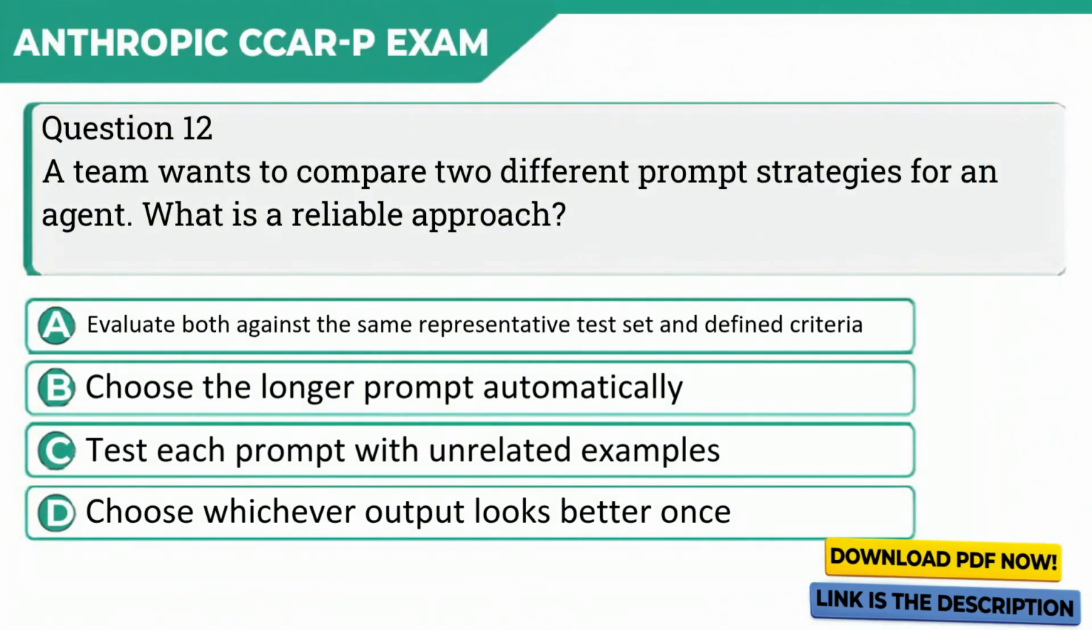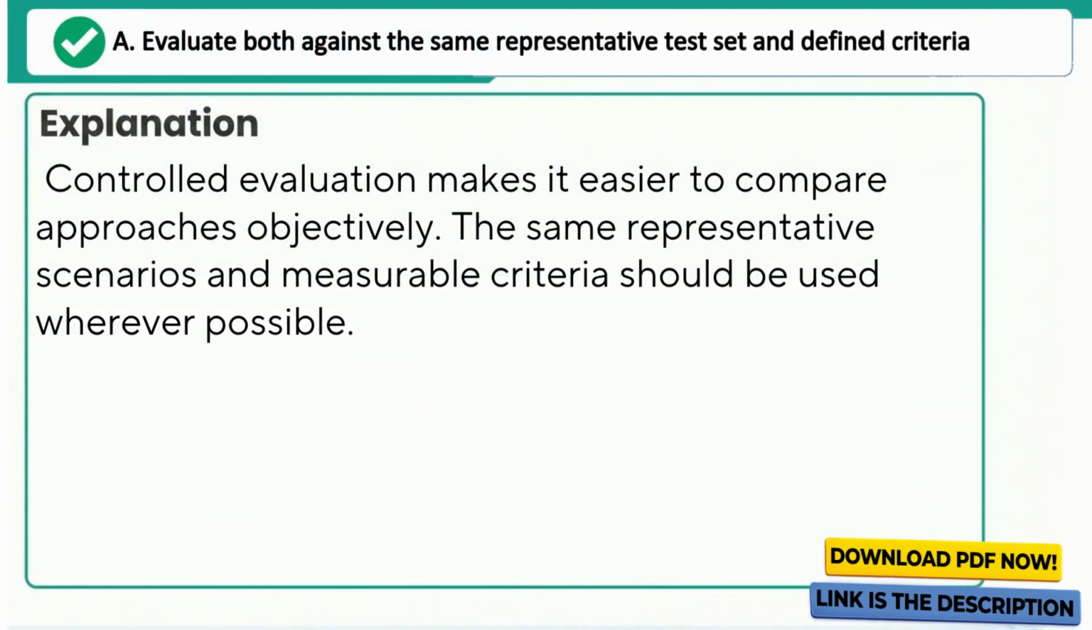Question 12. A team wants to compare two different prompt strategies for an agent. What is a reliable approach? A. Evaluate both against the same representative test set and defined criteria. B. Choose the longer prompt automatically. C. Test each prompt with unrelated examples. D. Choose whichever output looks better once. Correct answer: A. Evaluate both against the same representative test set and defined criteria.